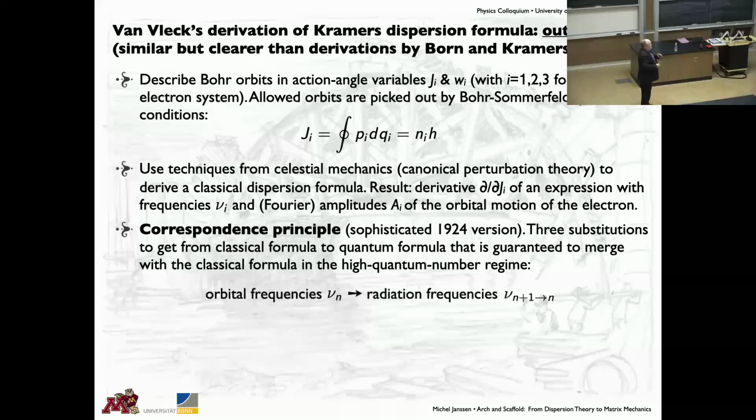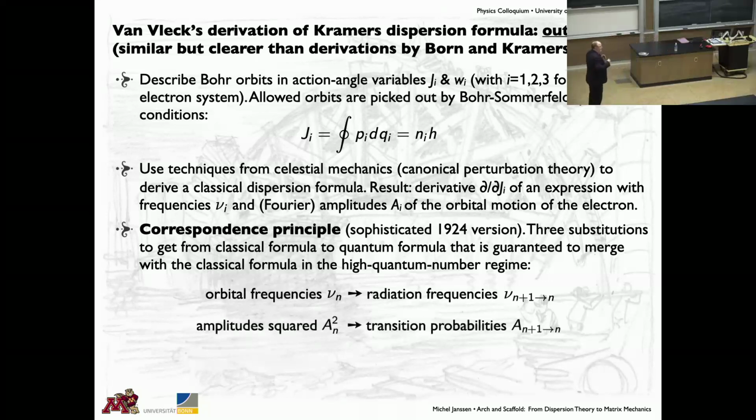So first of all, you replace orbital frequency by radiation frequencies, right? And the justification is that in the limit of high quantum numbers, these things are going to merge. So if you do this substitution, you're guaranteed to construct a quantum formula that merges with the classical one for high quantum numbers, and then you just take the leap of faith that that formula will continue to hold all the way down to low quantum numbers. That's the strategy. So instead of the amplitudes squared for the intensities, you have transition probabilities, right?